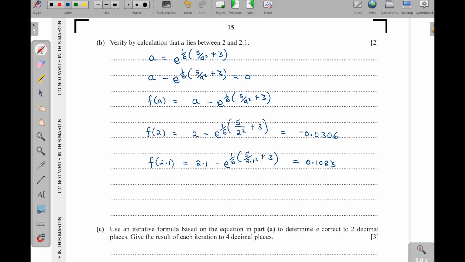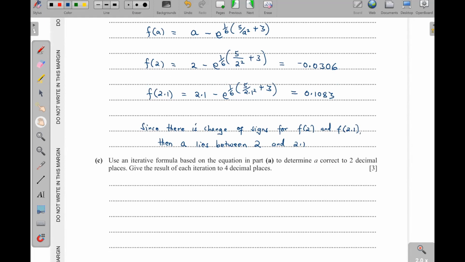Don't just stop there. You conclude and you say, since there is a change of signs for f of 2 and f of 2.1, then a, which actually becomes the root, lies between 2 and 2.1. You just write this statement. Then we go to part C.